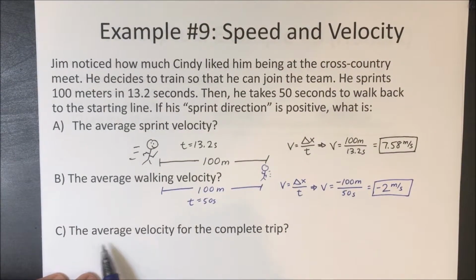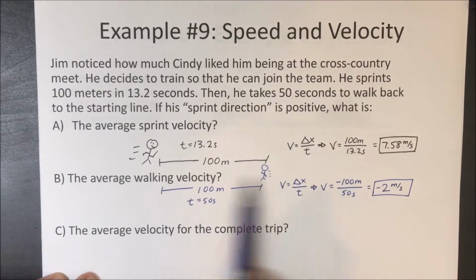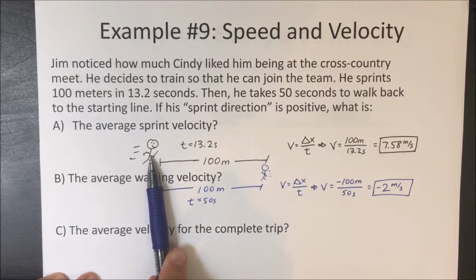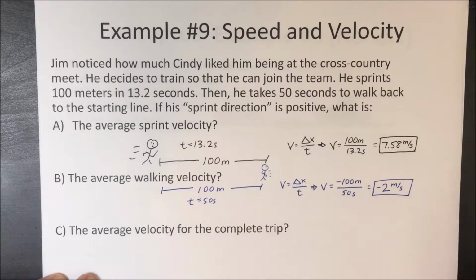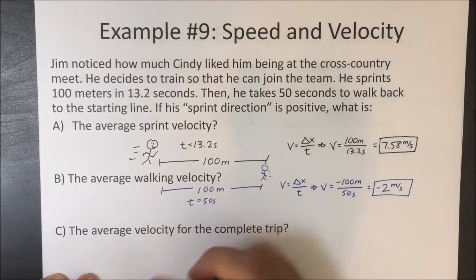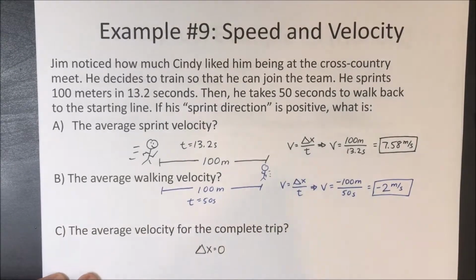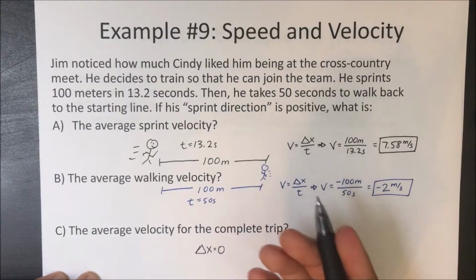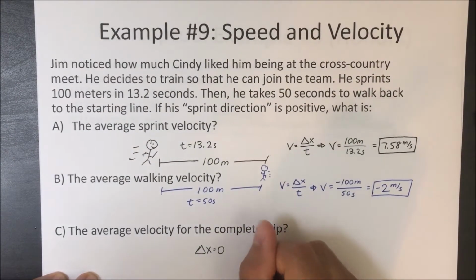Last part is the average velocity for the complete trip. So remember, he runs this way, goes back this way, so he starts and ends at the same spot. What that means is his displacement is equal to 0. And if his displacement is 0, that means his velocity is also 0. So that means it's going to be 0 meters per second.